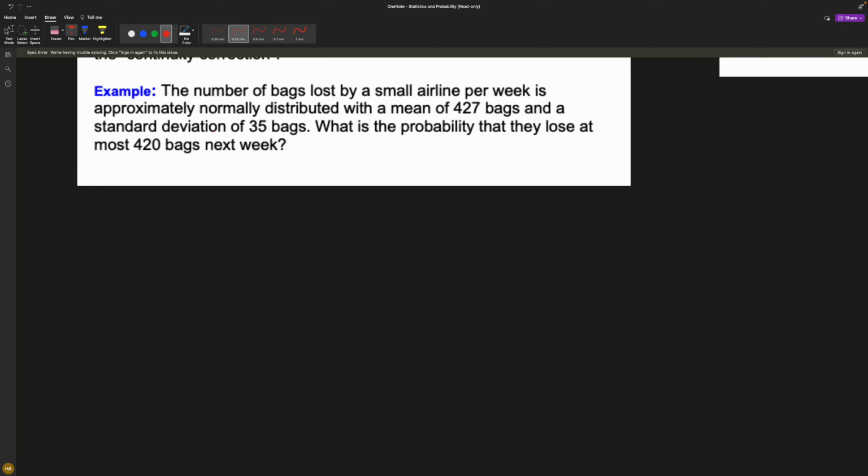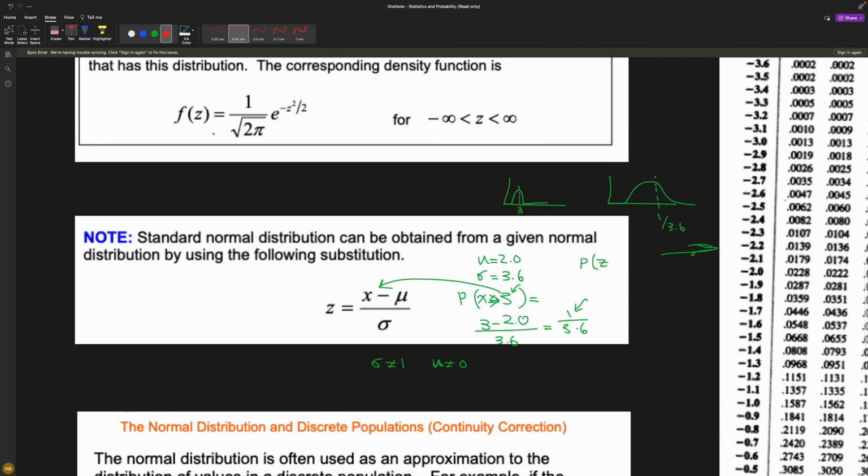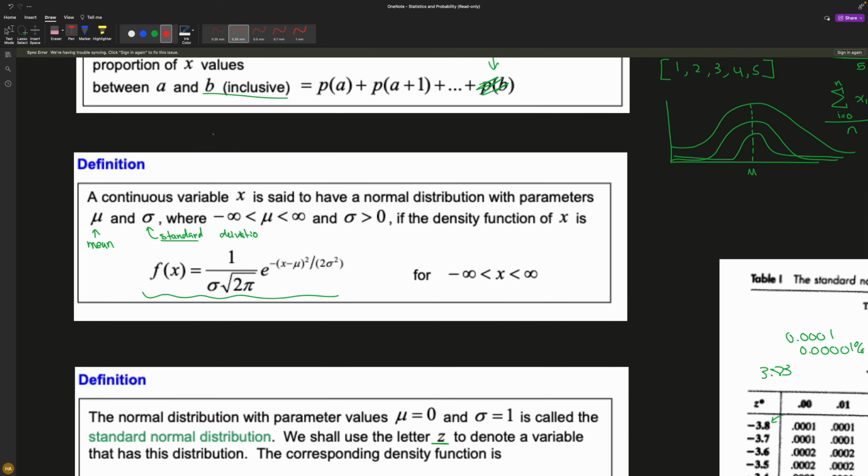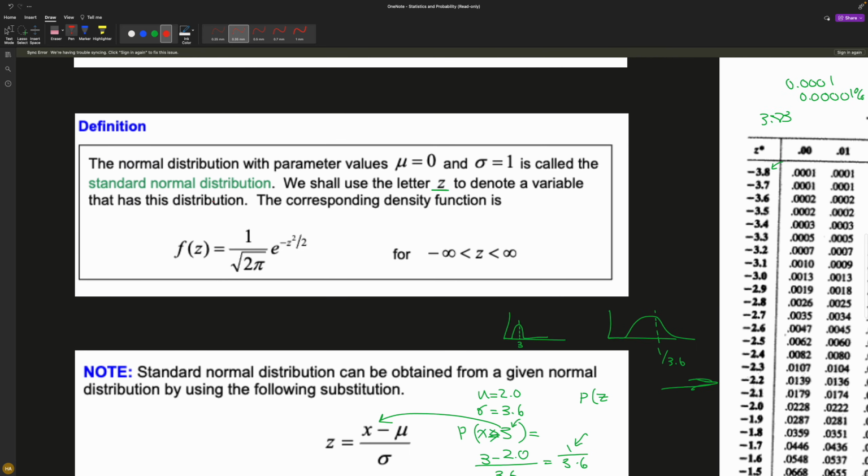Oh, that's what it's called, standard deviation. So I guess I was right. Was I? Standard deviation. Oh, look at me go.